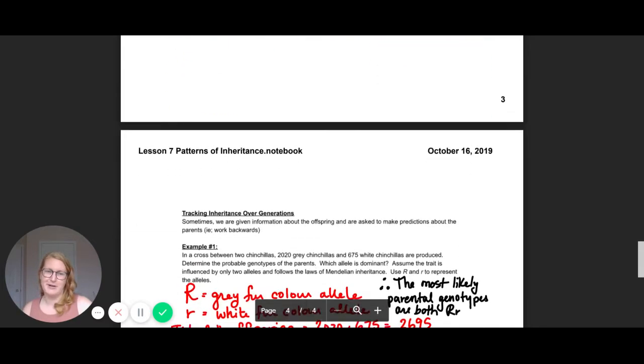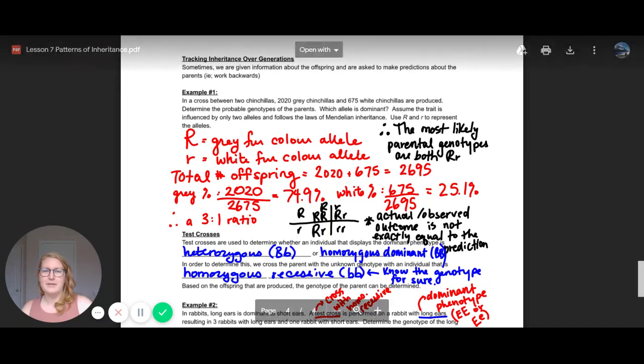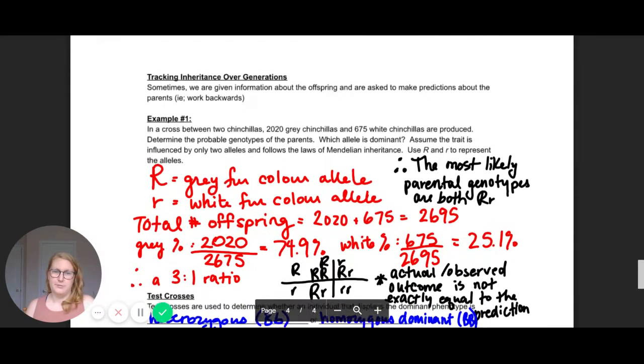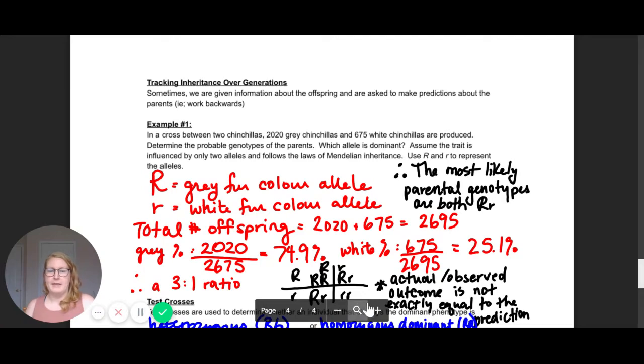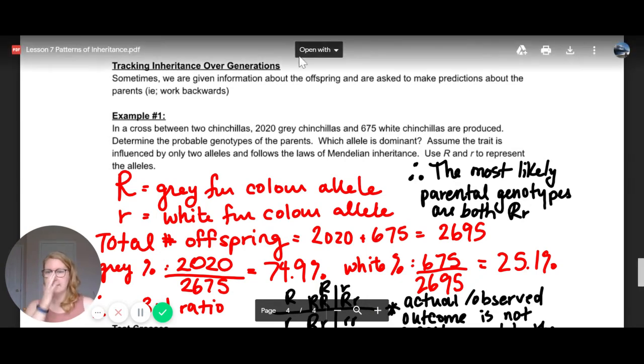The last page in here, and I know there's some practice for you guys to do that's linked to the lesson, but the last one that I'm going to do in here, another useful thing that we use tracking for, is tracking inheritance over generations, which is not necessarily using a Punnett square, but we can just use almost descriptions.